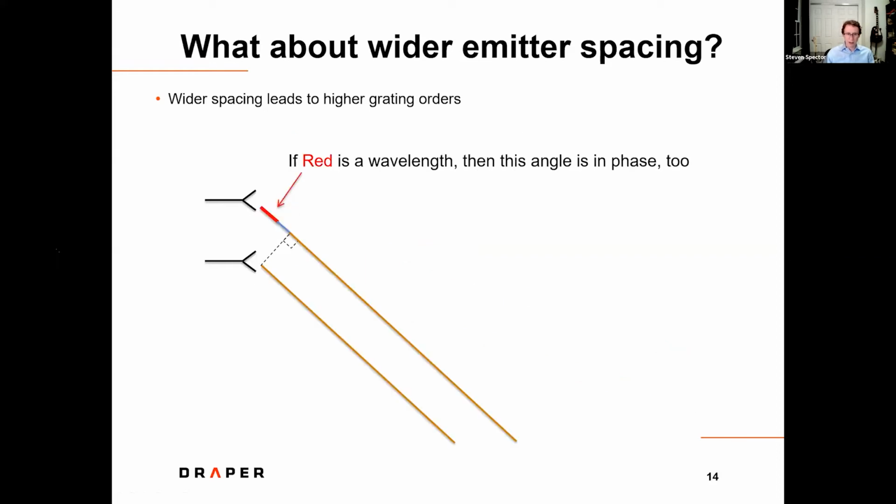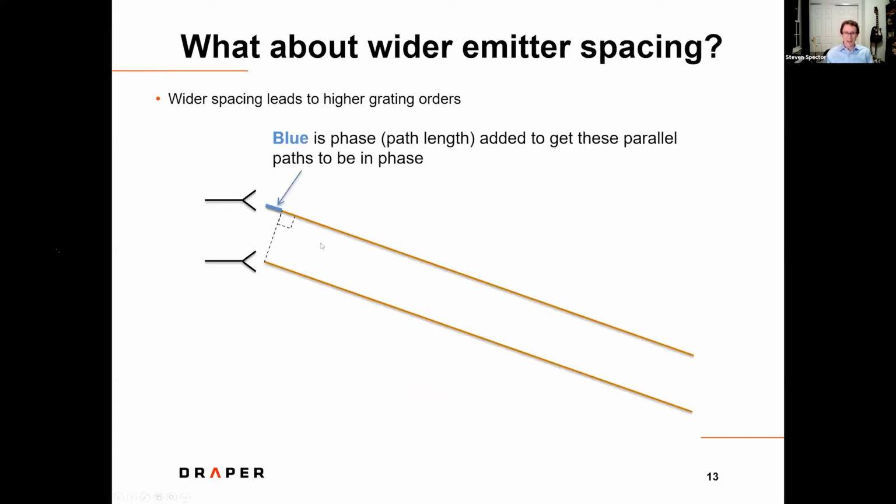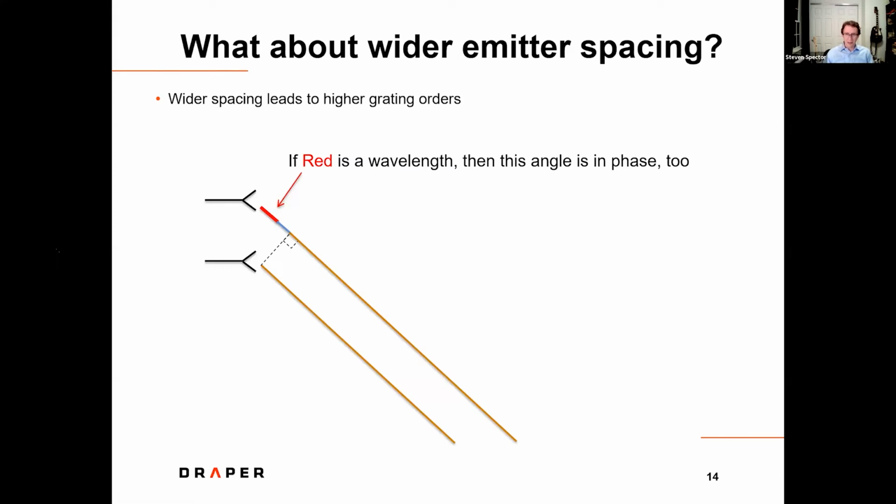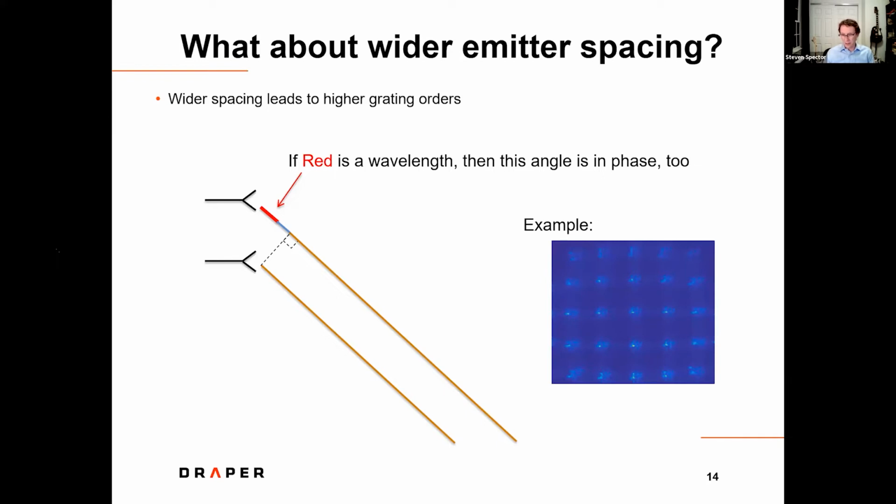Now, if I'm longer than a wavelength apart, I can add a wavelength to that path. So in addition to the blue, I now have this red path, which is one wavelength long. You go one wavelength and everything ends up in phase again. And so both these angles are in phase, and we'll add and get the beam going in both directions at once. And as an example, here's an optical phased array. This is a two-dimensional array, so you get these dots in all directions. You get these grating orders in this 2D structure.